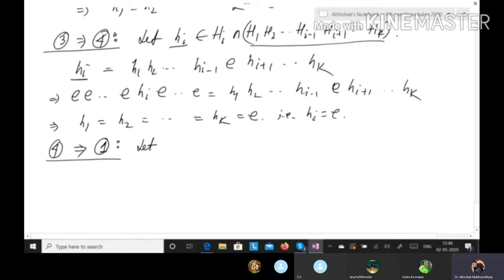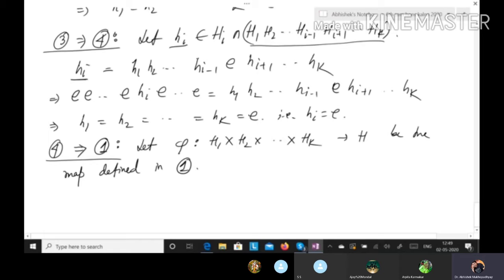So let phi: H1 × H2 × ... × Hk → H be the map defined in 1. What was the definition? That is (h1, h2, ..., hk) goes to the internal product h1 h2 ... hk.